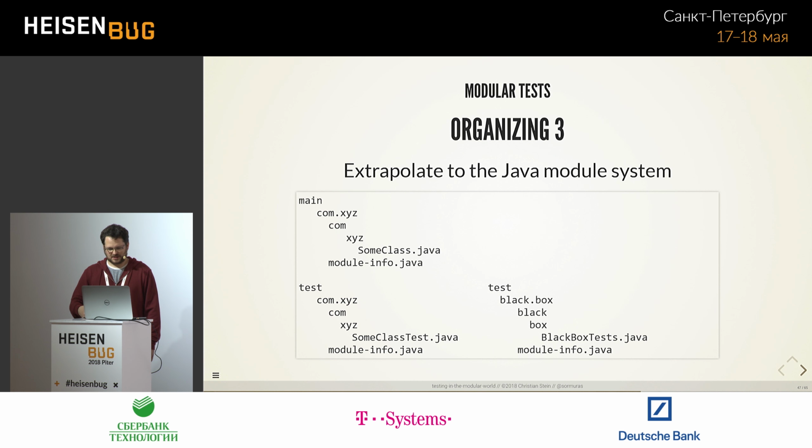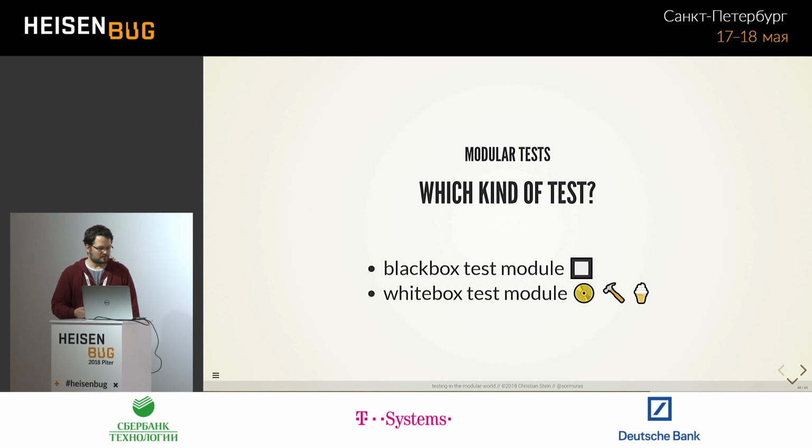So how to escape from this? And we want to write tests like we always did. We want to test the surface of the module. I call them black box test modules, so we only see the exported parts of it. And we want white box testing, where we can see and test our package private components.